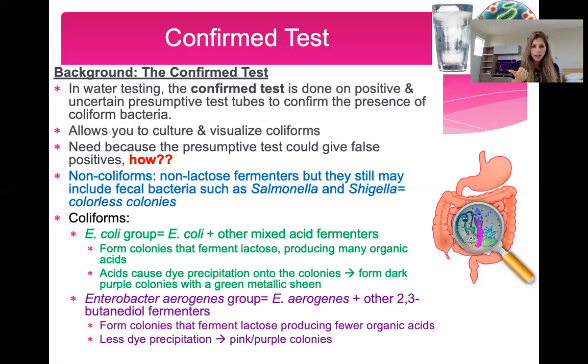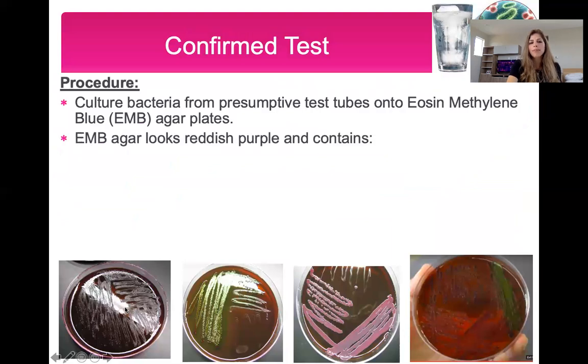We can get colorless colonies, which indicate non-coliforms. We can get green colonies, which indicate the E. coli group, and we can get purple colonies, which indicate the Enterobacter aerogenes bacterial group. And these are both coliforms. Okay, so the procedure of this is you're going to culture bacteria from positive presumptive test tubes, which are yellow and have a bubble, onto this eosin methylene blue agar plate.